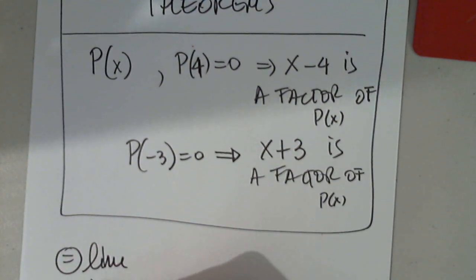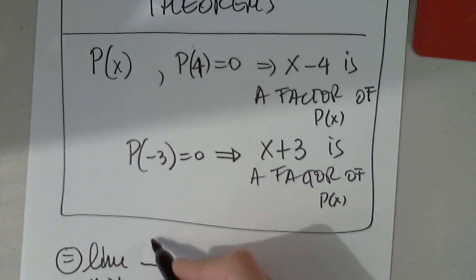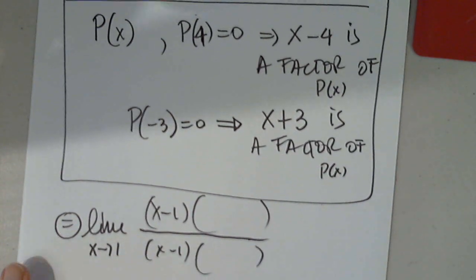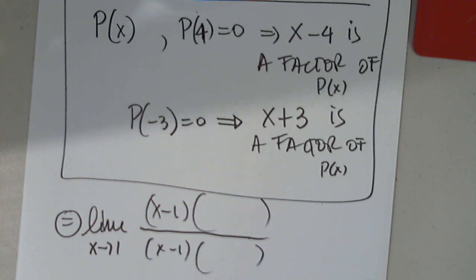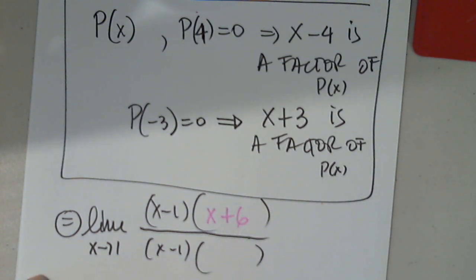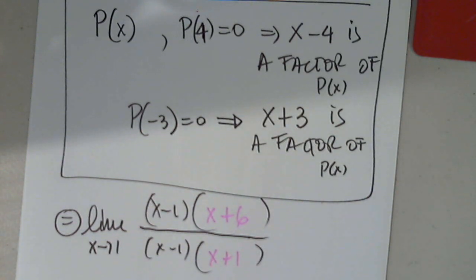Knowing that, I write x minus 1. Because I plugged in 1 and I got 0, x minus 1 has to be a factor of the top and it must be a factor of the denominator. All I have to do is just match the rest. So this must be x plus 6. And this must be x plus 1. There is no other way.